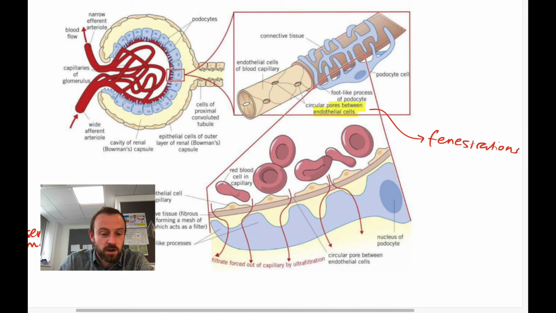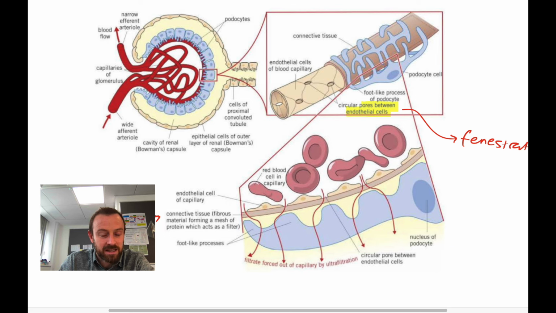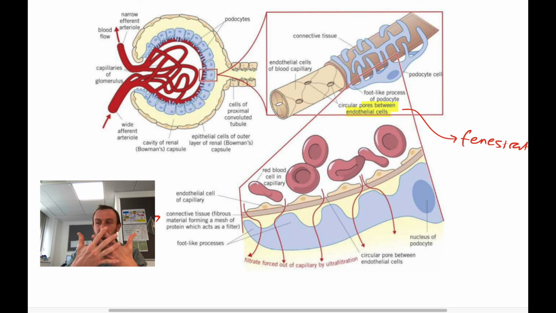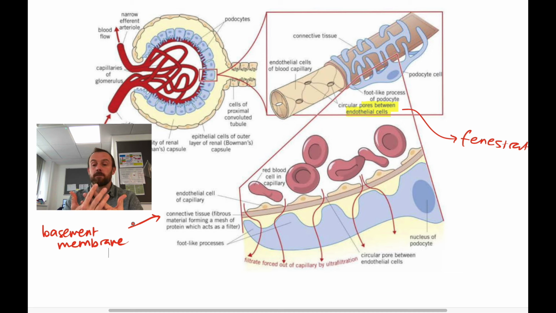If you were doing OCR, you need to know a bit more detail about this, but basically, for your understanding, it's like a mesh of fibers, and it means that only small molecules can pass through this mesh. There's actually a molecular mass: anything larger than 69,000 molecular mass can't get through. You don't need to know that, but what you do need to know is amino acids and sugars can pass through the membrane, but large proteins and cells cannot pass through this basement membrane.